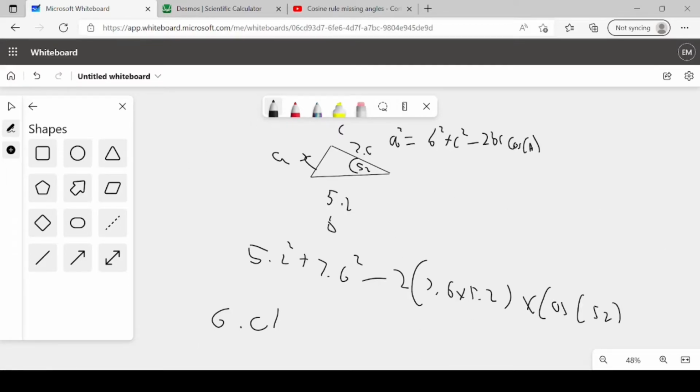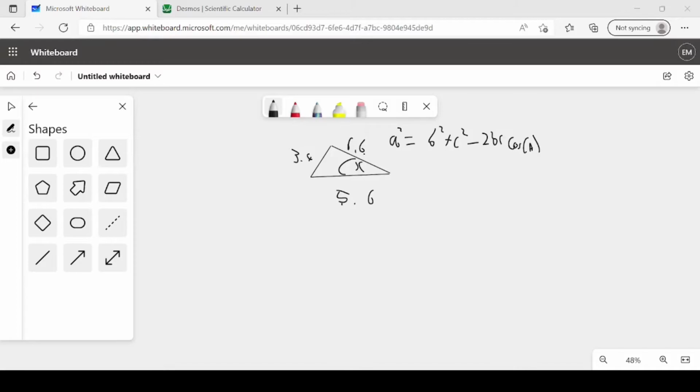So let's try another example. Okay, pause the video and have a go. Okay, so let's start by writing out the equation again. So let's start by labelling our sides. So remember, the side opposite the angle is little a, this side is the big A, and B and C are interchangeable. B and C.